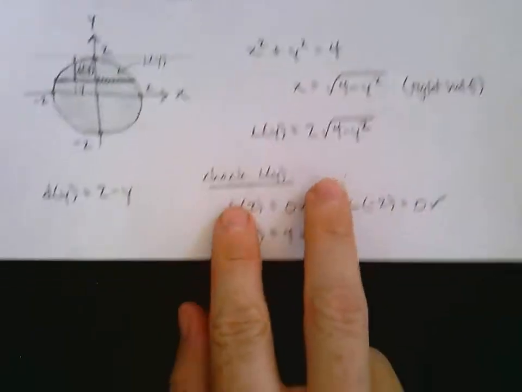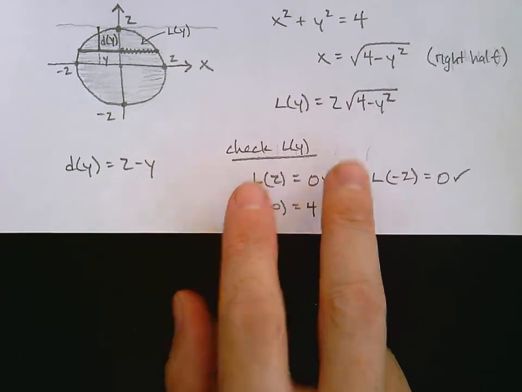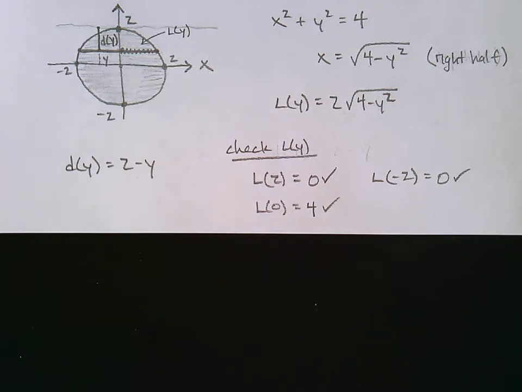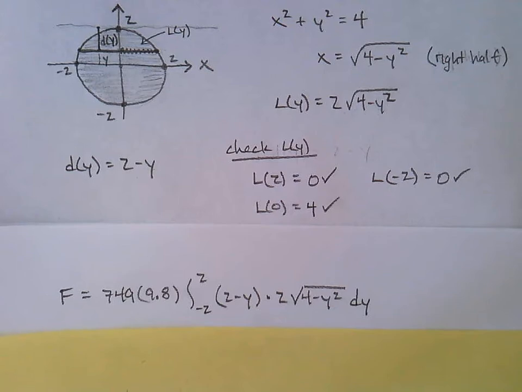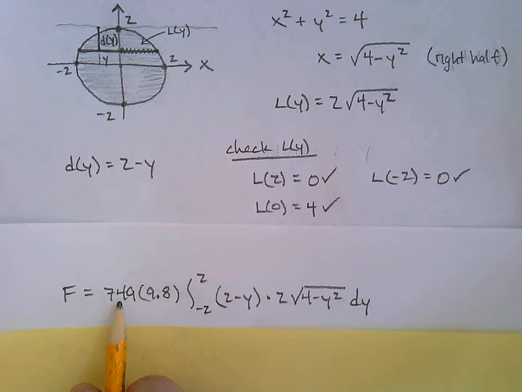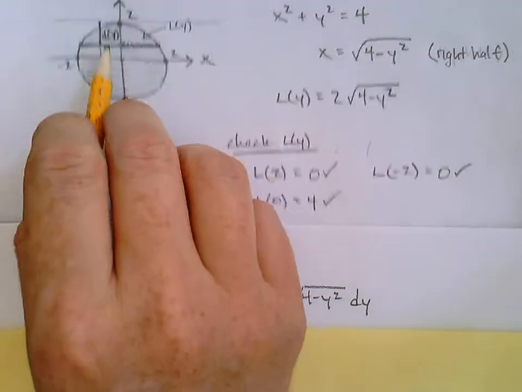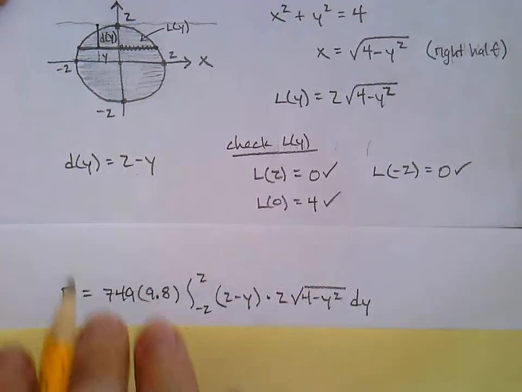Let's set up the integral. I'll try and keep this handy for us as I show you. There it is. So this time fluid force equals, and they told us in the problem that gasoline is 749 kilograms per meter cubed, and we're going to multiply that by gravity, so times 9.8. Notice the limits of our integral from -2 to 2. Well, we're thinking the y values.